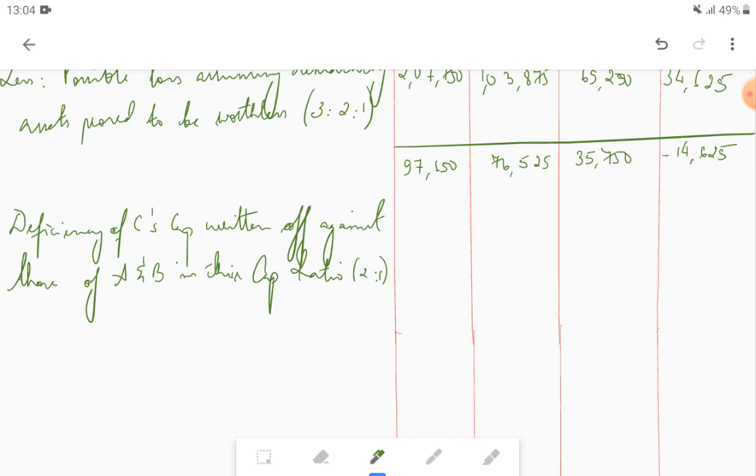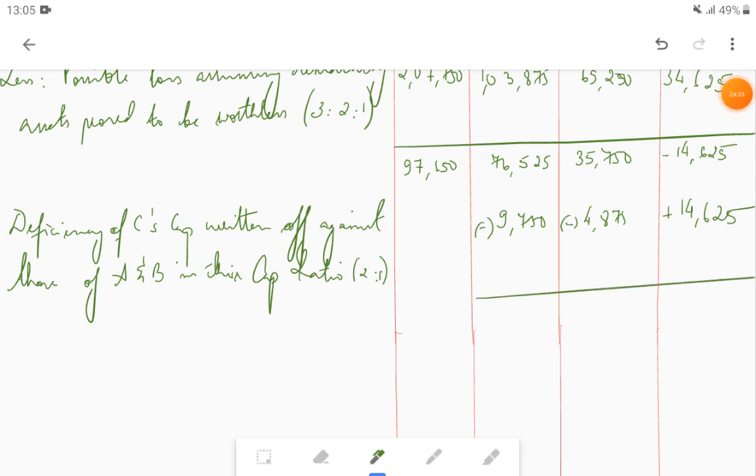So 14,625 will be brought in by partners A and B in the ratio 2:1. Therefore, partner A is bringing in 9,750. Partner B is bringing in 4,875. These are the amounts to be brought in by your partners in order to make good the loss or deficiency of your partner C, who is the insolvent partner. So let's see what are the balances under this situation.